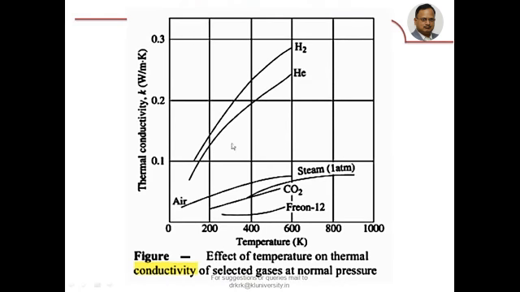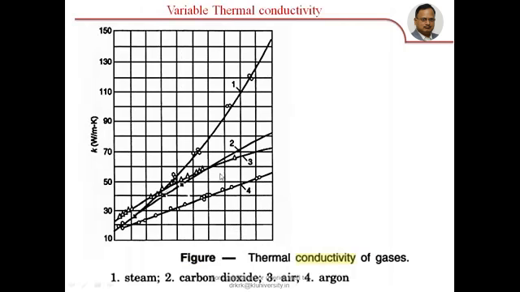Gases. For all the gases, the thermal conductivity increases with increase in temperature. You can see here, carbon dioxide and freon 12 are exhibiting much lower thermal conductivity than air. So the gases show positive slope, which indicates that thermal conductivity of gases is a function of temperature, and it increases with increase in temperature.